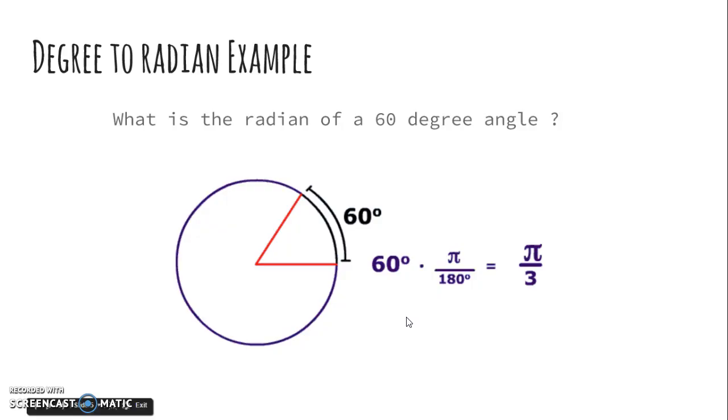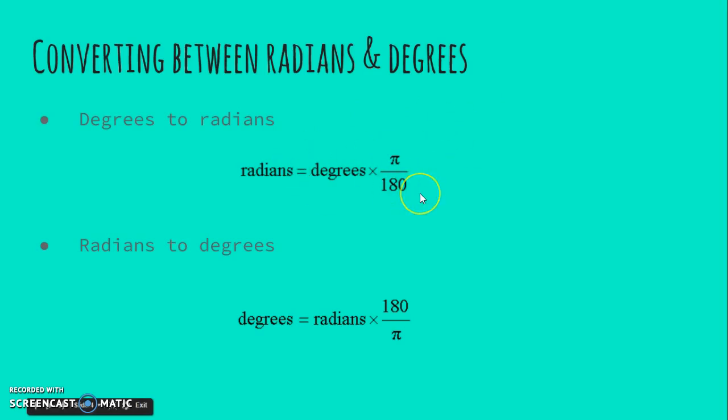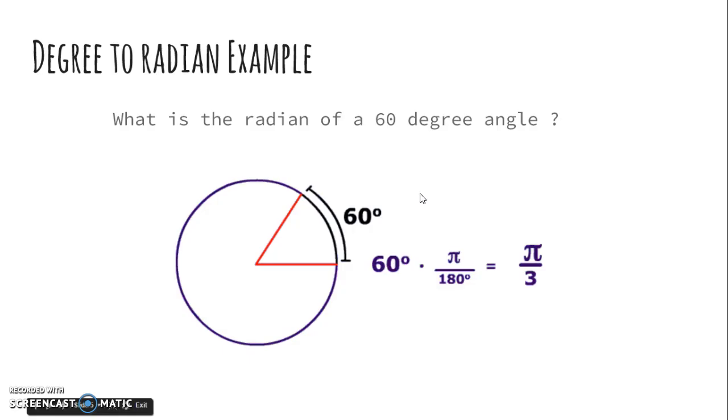Now we will take a look at an example in converting degrees to radians. What is the radian of a 60-degree angle? As the equation said on the previous page right here, you would multiply 60 degrees by pi over 180. That would equal 60 over 180. When you simplify it, it's pi over 3. Or the fastest you can find this out is with the memorization of the unit circle, in which pi over 3 is 60 degrees in the unit circle.